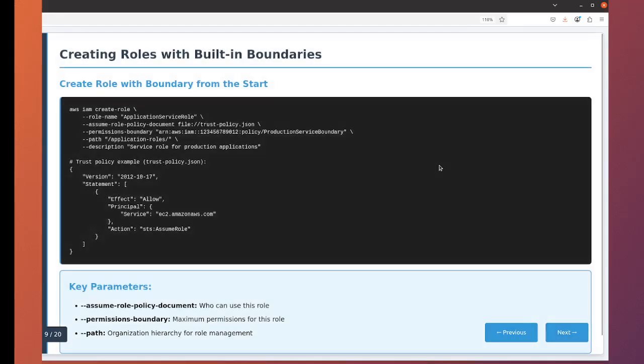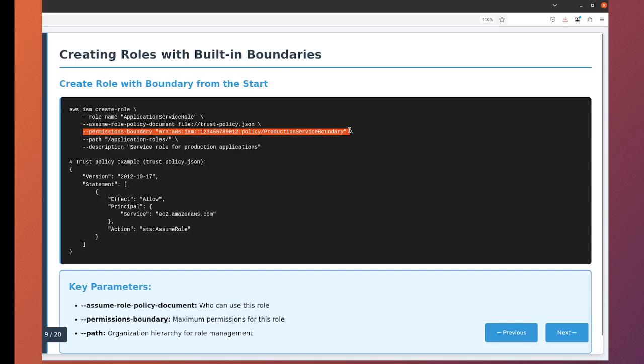Creating roles with built-in boundaries. Here is something really powerful. You can attach permission boundaries when creating roles, ensuring they are protected from the moment of creation. The create-role command with the permissions-boundary parameter does exactly this.